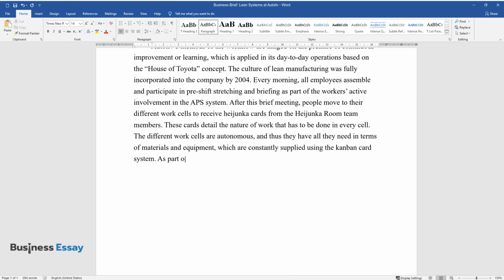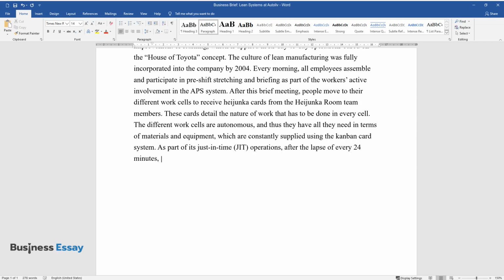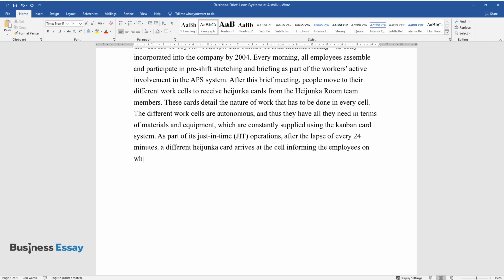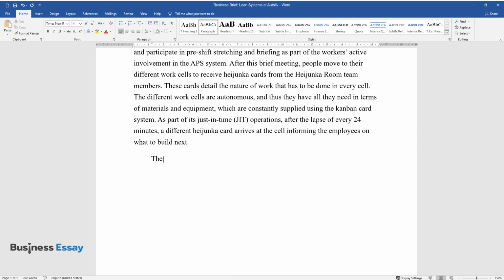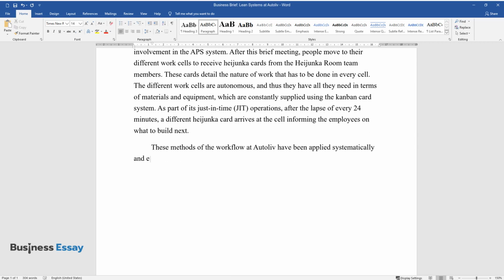As part of its just-in-time, JIT, operations, after the lapse of every 24 minutes, a different Hijunka card arrives at the cell, informing the employees on what to build next. These methods of the workflow at Autoliv have been applied systematically and efficiently, which explains why the company has been highly successful in the automotive industry.